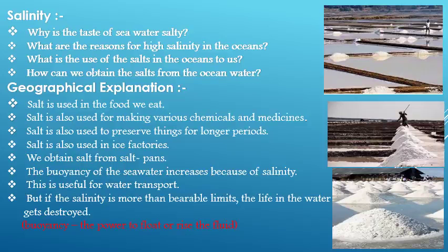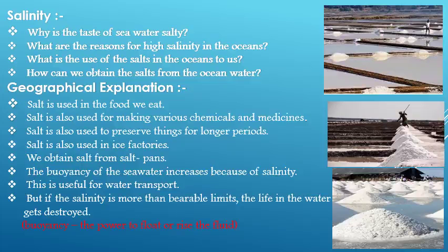And the common salt which we eat in our food, without which the food does not taste good to us. So how can we obtain the salt from the ocean water? Seawater contains a large amount of common salt and the salts of other metals dissolved in it. Near the seashore, the seawater is collected in shallow pits. Shallow pits means salt pans.